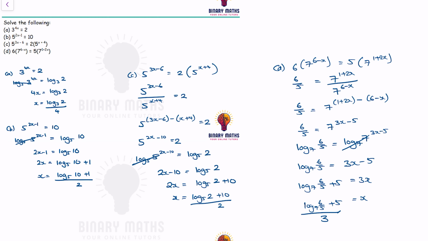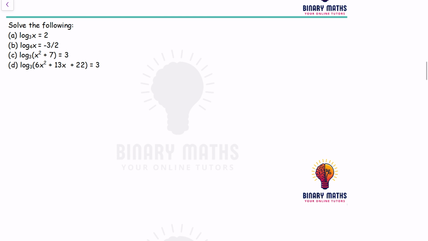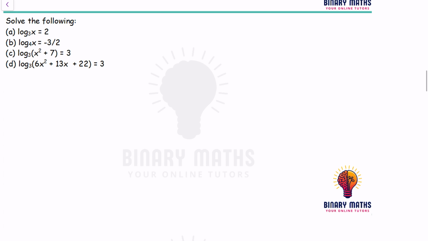So those were with unknowns in your index. Now sometimes you have unknowns involving the log part. So let's do a couple of these questions. So A is log base 3 of x is equal to 2. Because we've got log base 3, we're going to do 3 to the power of to both sides. So I get 3 to the power of log base 3 of x is equal to 3 to the power of 2. They cancel out. So x is equal to 3 to the power of 2, which means x is equal to 9.